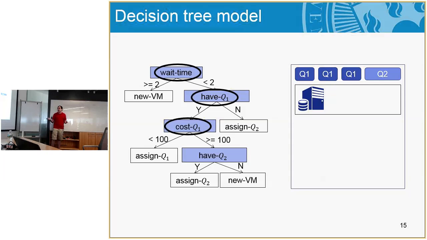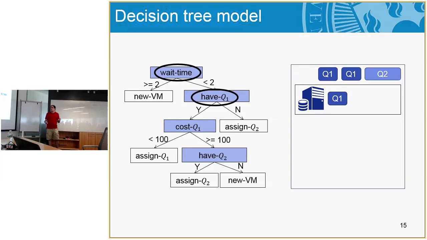We'll assume there's no violation, so it's less than 100. So when you reach a white box, you perform that action. You place an instance of Q1 onto that machine. Then you reparse the tree. You ask yourself, all right, what's the wait time? The latency of Q1 is 1 minute, so our latency is still less than 2.